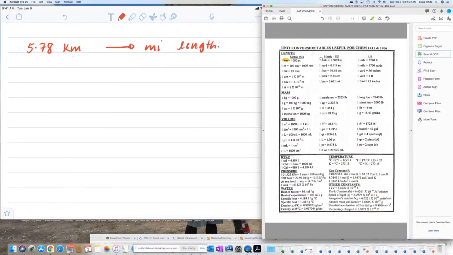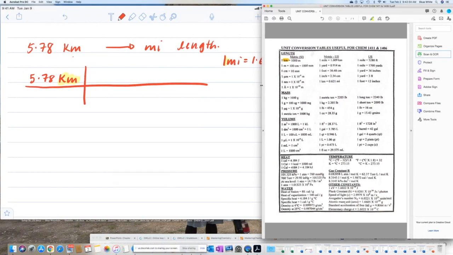So I'm going to use this conversion right here in a direct conversion. So 5.78 kilometers. You use your conversion brackets. Remember, the units you write up here have to match diagonally with the units you write on the bottom. So the conversion I'm going to use here, I write it with pen: 1 mile equals 1.609 kilometers. Okay, that's the conversion I picked from the conversion table.